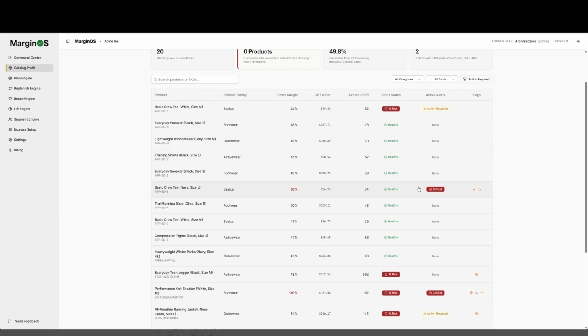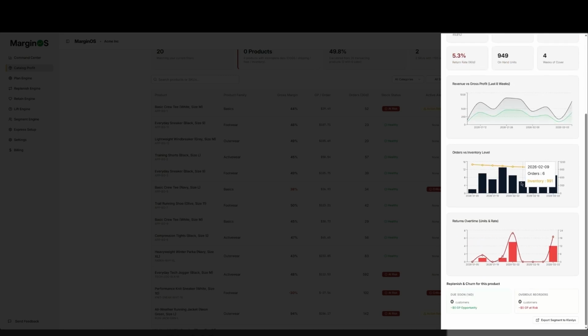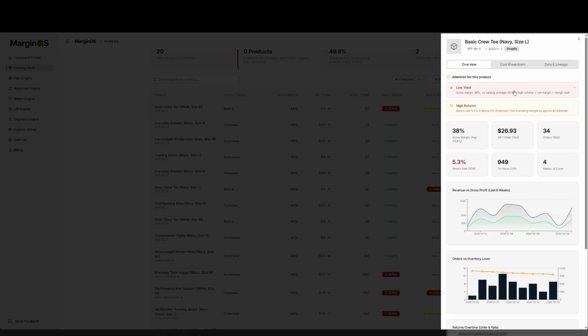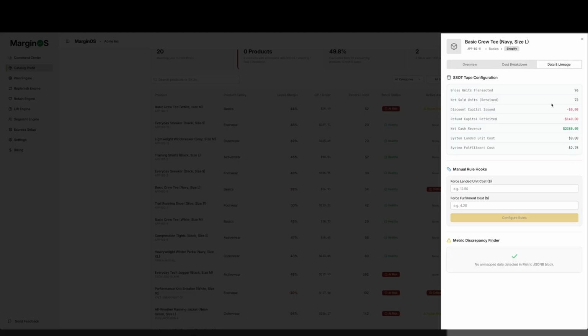Click a product row and you see 3 familiar tabs. Overview, cost breakdown, and data health. Overview shows orders, gross profit per order, return rate, on-hand units, and weeks of cover. Cost breakdown and data health show exactly which 3PL invoices, shipping fees, and landed COGS are feeding the margin model, and where anything is missing. This is where your team or the brand fixes unmapped 3PL fees, wrong COGS, and missing costs.